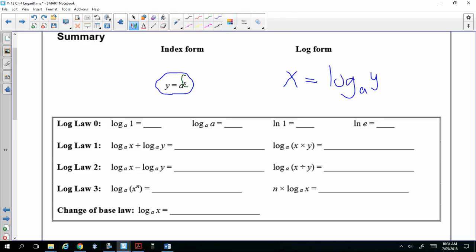So the x is called the index, and the a is called the base. Same as this a here. Okay, write it down.